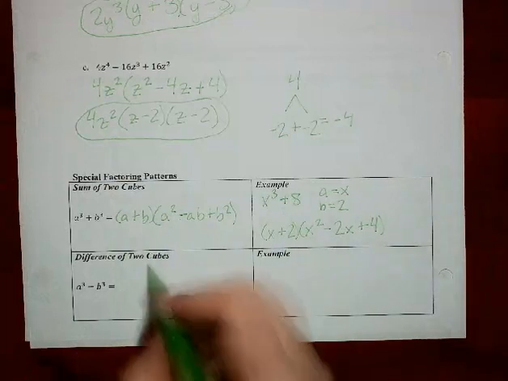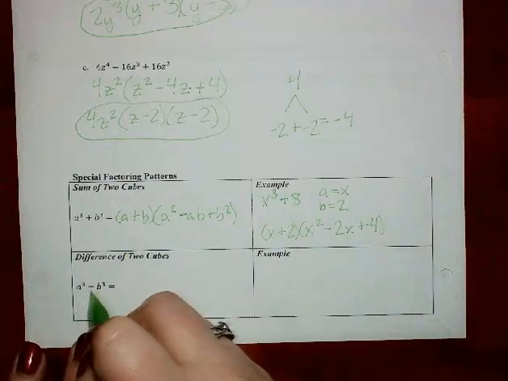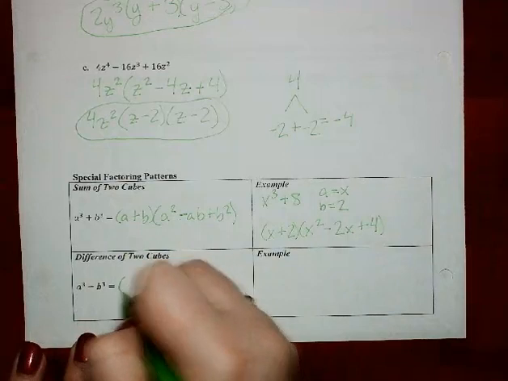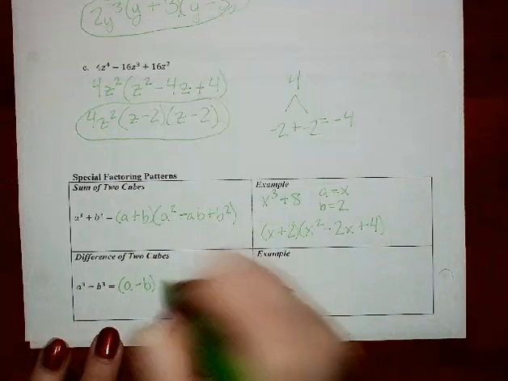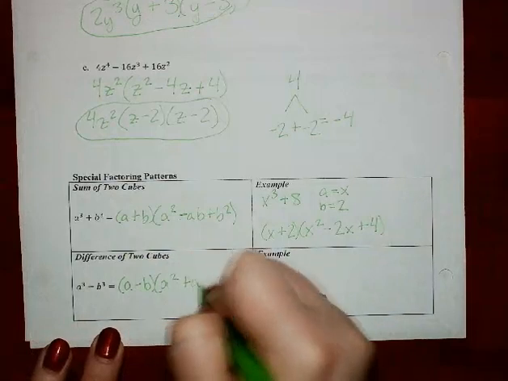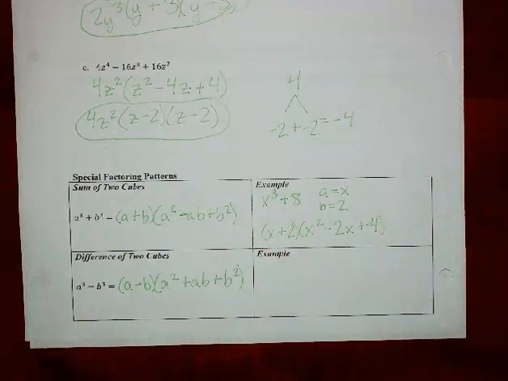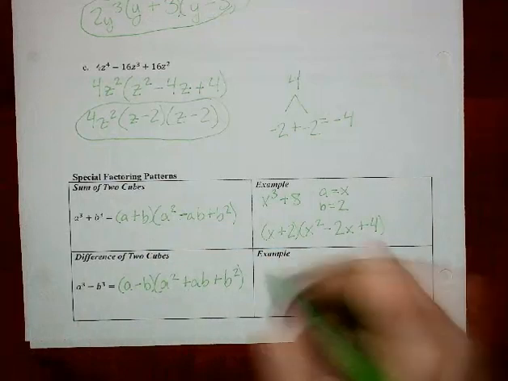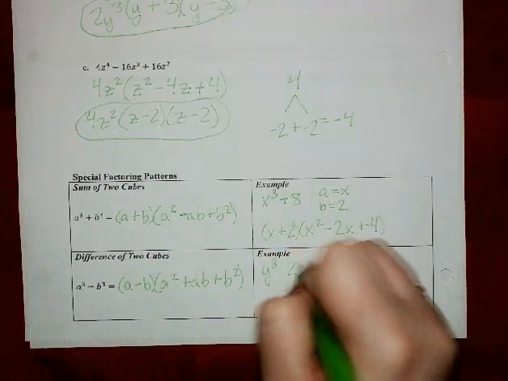So now if we have the difference of two cubes, a to the third minus b to the third, our equation changes a little bit. We get a minus b, and then a squared plus ab plus b squared. Okay, so these two signs here just flip. That's the only thing that changed. So now we're going to talk about y to the third minus 27.